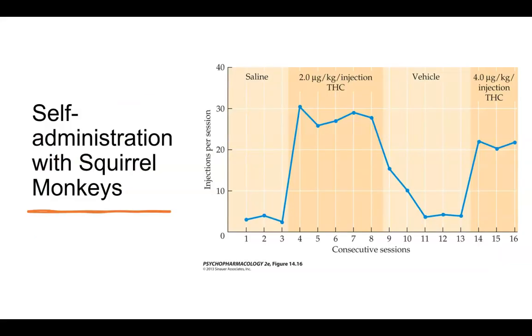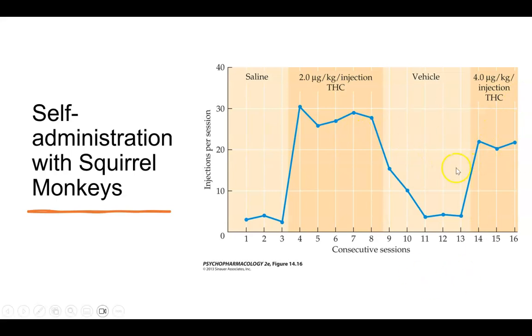So what you're looking at here is self-administration with squirrel monkeys. Basically, you can see they were originally trained on a schedule that was using cocaine, but then they were switched to saline. So they were originally trained on cocaine, but now they get saline, and you can see that their injections by bar pressing drop. But then when THC was substituted in place of saline, you can see that lever pressing increased to basically deliver about 30 injections per 1 hour session.